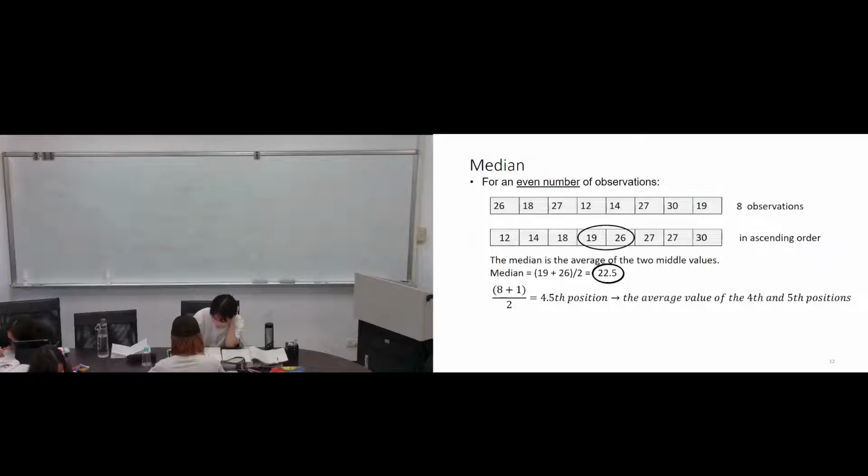The 4th value is 19. The 5th value is 26. We add them up and divide by 2. That's how we find the mean value of these 2. First we find the position, 4.5. That's the position. Then we find the average value of the 4th and the 5th position. So we add 19 to 26 and divide by 2, which is 22.5. That's how we find the median for an even number of observations.